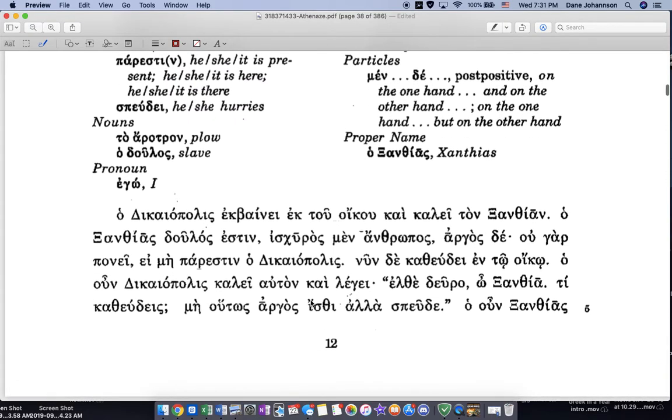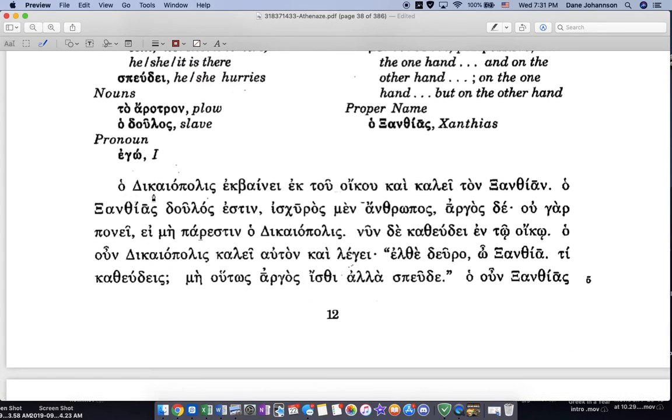But going through this, I've learned a couple of new vocab words, so that's good. All right, let's go through it. O Dikaiopolis ekveni ek tou oikou kai kalei ton Xanthian.